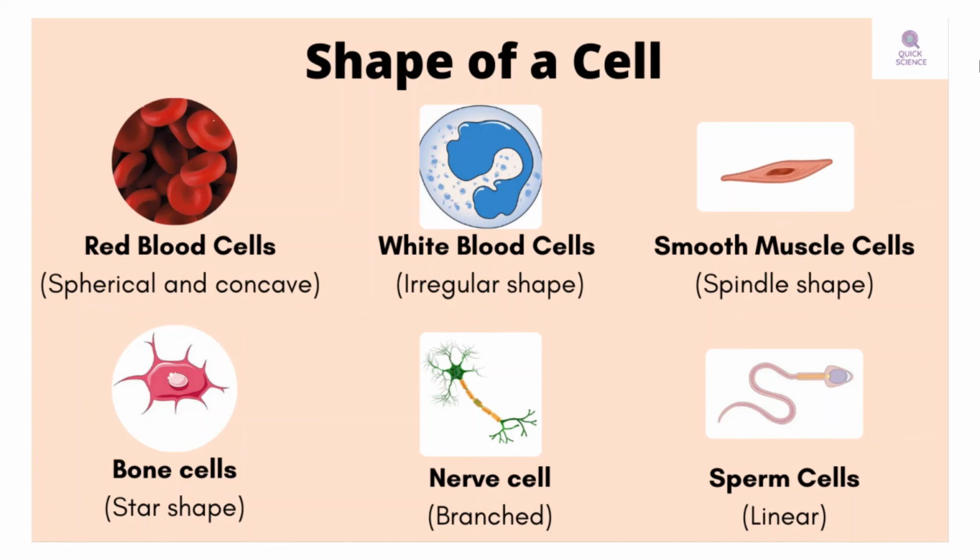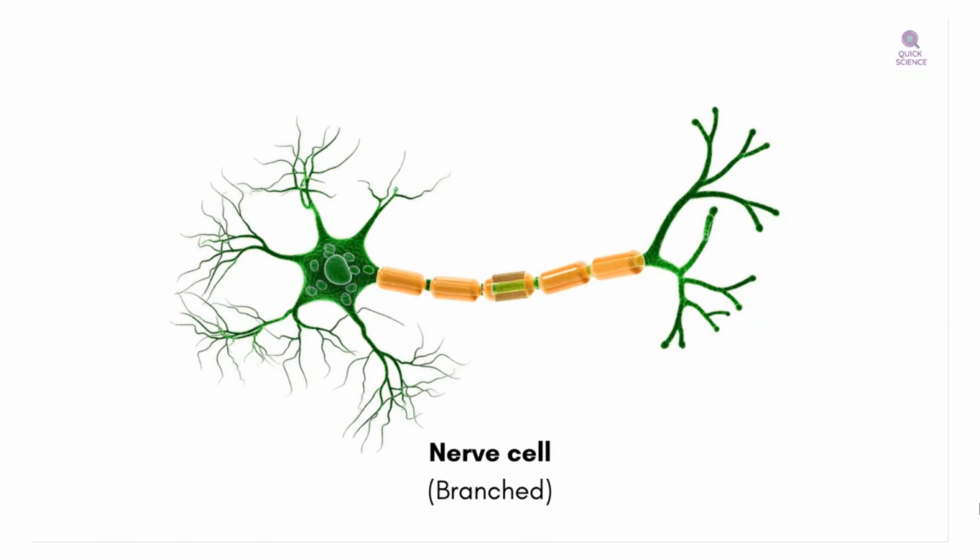Shape of a cell depends on the function it performs. For example, nerve cells are long and branched. The branched structure of nerve cells helps it to transmit the messages to all parts of the body. That's why the shape of a cell depends on the function it performs.